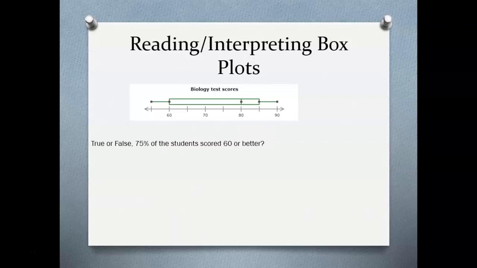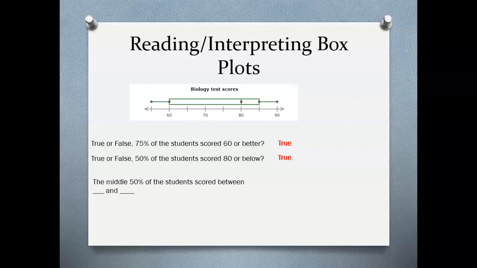True or false? 75% of the students scored 60 or better. Well, if you look at 60, it's right here. And so to the right, higher is 1, 2, 3 parts. So yes, that is 75%. That is true. 50% of the students scored 80 or below. Well, let's find 80. Here's 80, and there's 2 parts, part of the box and the whisker. 2 parts is 50%, so that is also true.